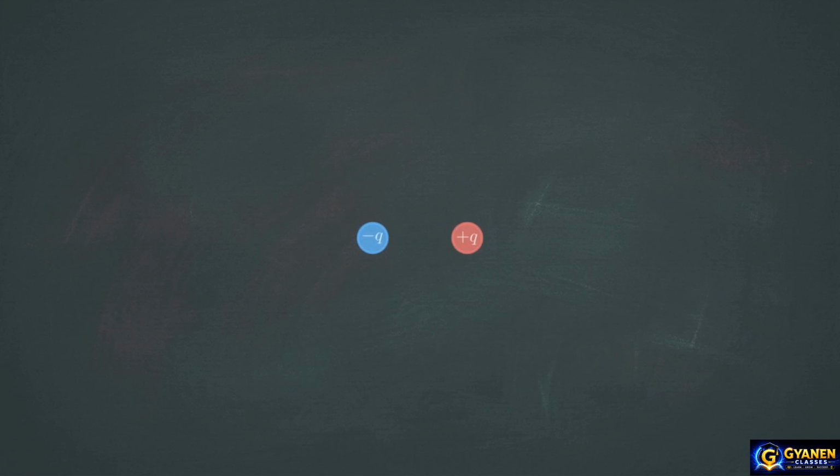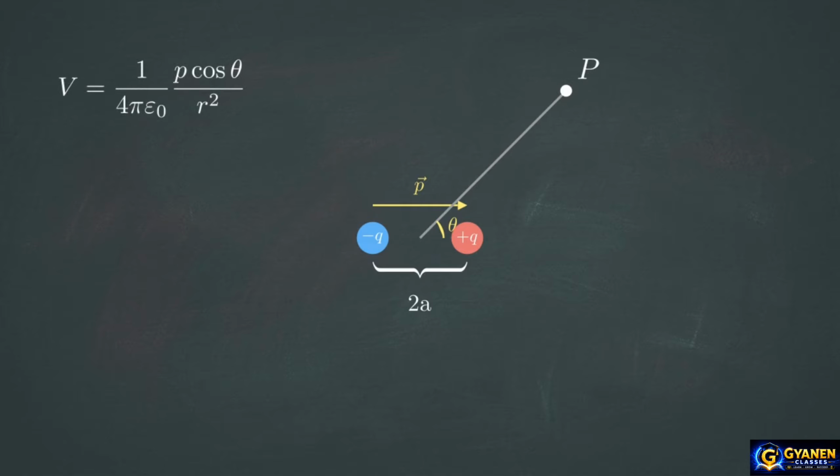This diagram shows a standard electric dipole, two opposite charges separated by a tiny distance we call 2a. The dipole moment vector, p, always points directly from the negative charge to the positive. When we measure the potential at a distant point P, the formula looks like this. Pay close attention to the denominator. Unlike a single charge, a dipole's potential decays at a rate of 1 over r squared.